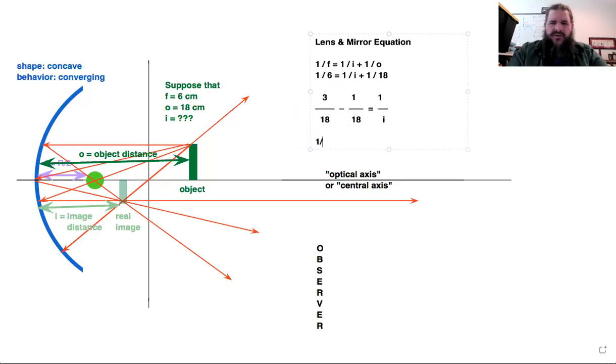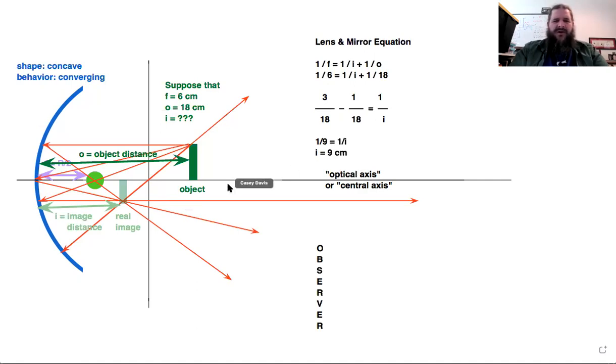So that reduces to 1/9 equals 1 over I. So what does I have to be? Yeah, I is going to be 9, and that'll be centimeters. So that tells us that the image occurs at a location of 9 centimeters from the mirror. And that's specifically positive 9.